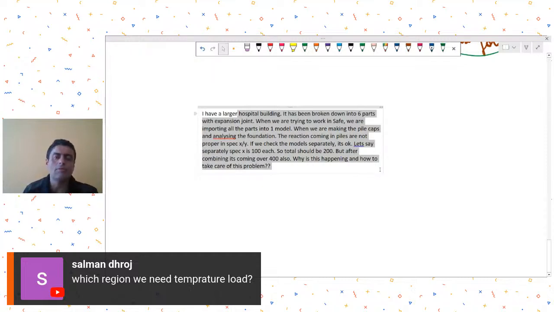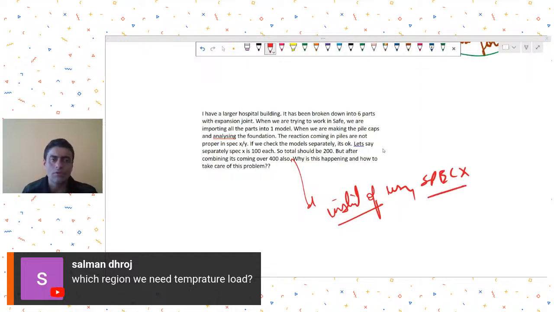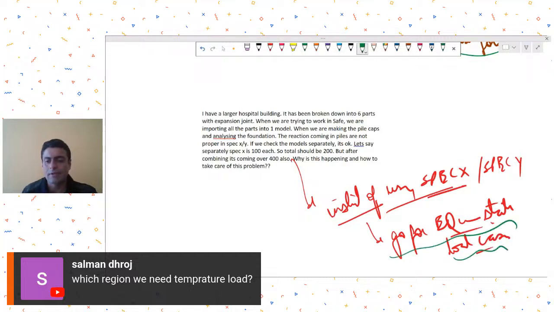I would say for footing design, instead of using spec X, spec Y, because there will also be a problem of loss of sign, and you are not sure how the software is internally combining the outputs of different models. So my suggestion would be to go for equivalent static load cases instead of response spectrum cases for foundation design. That would be my suggestion. It may be slightly conservative.